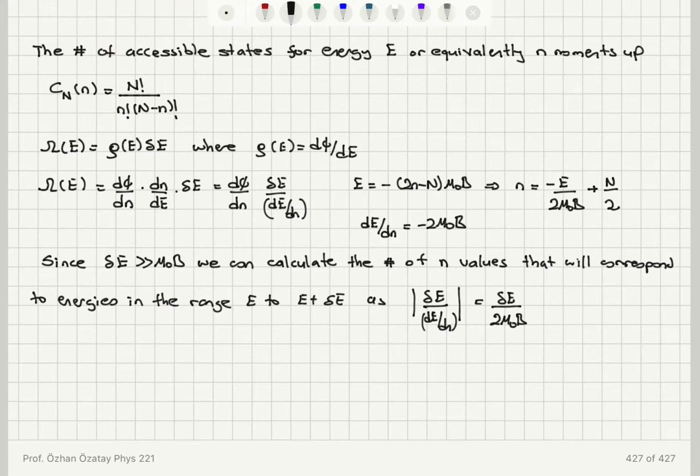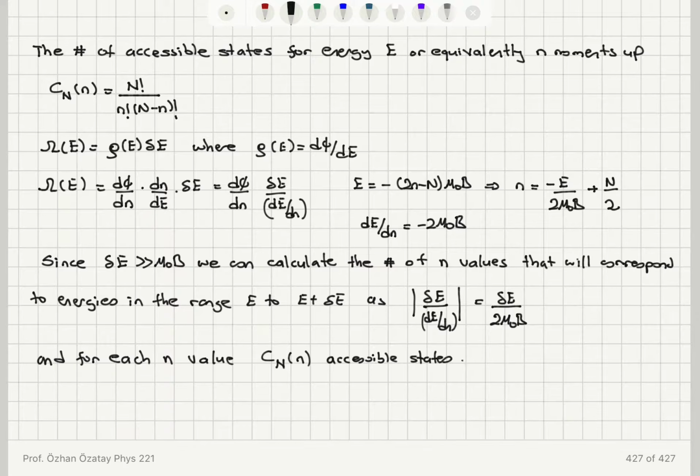So when I have a change in the n value, the energy is changing in increments of 2 mu0 B. So this is telling me basically the number of n values I can have to satisfy the energy requirement, that the energy will fall in this range E to E plus delta E. And for each n value, I have combinations of capital N taken n at a time, accessible states.